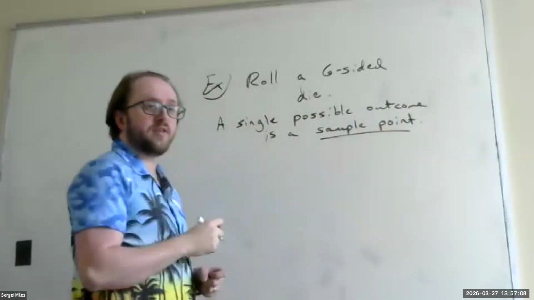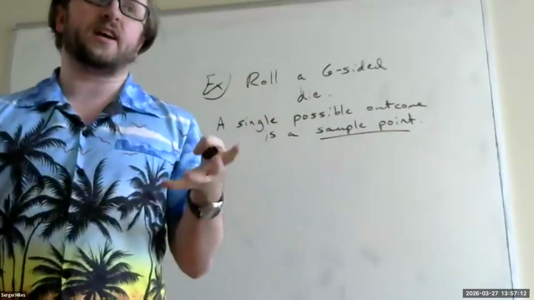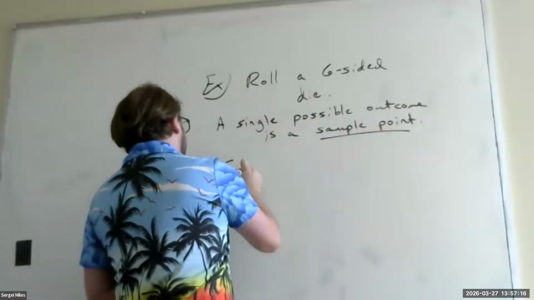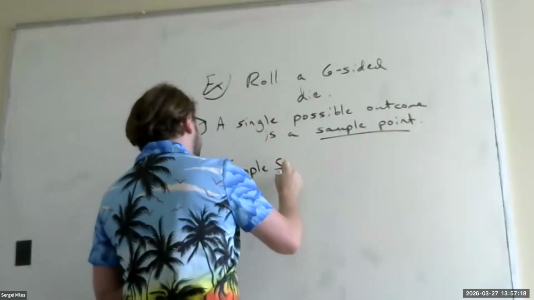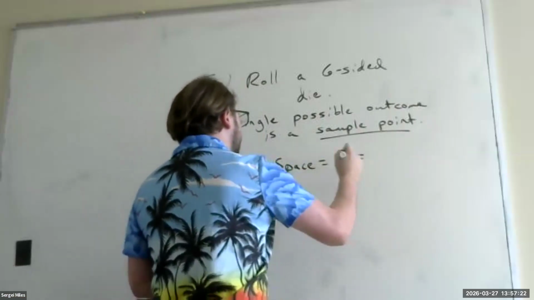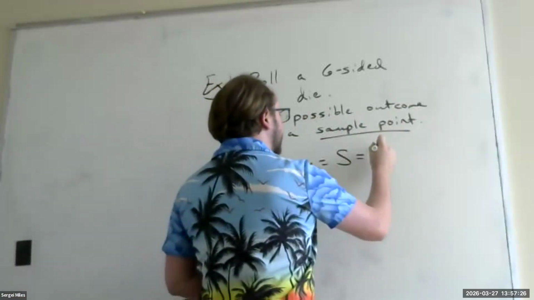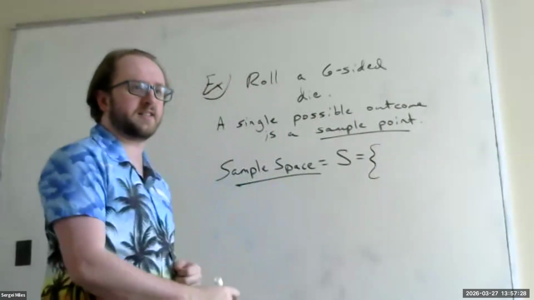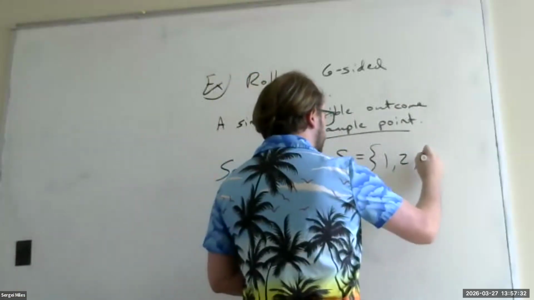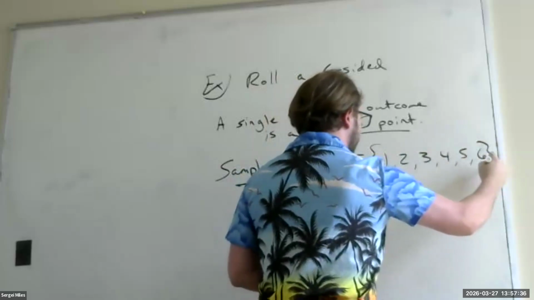All right. And so then the sample space is the set of all possible sample points. So in this case, for this example, the sample space, which I'll use the letter S to abbreviate for a sample space, is the set of all possible outcomes where I can get a 1, 2, 3, 4, 5, or 6.